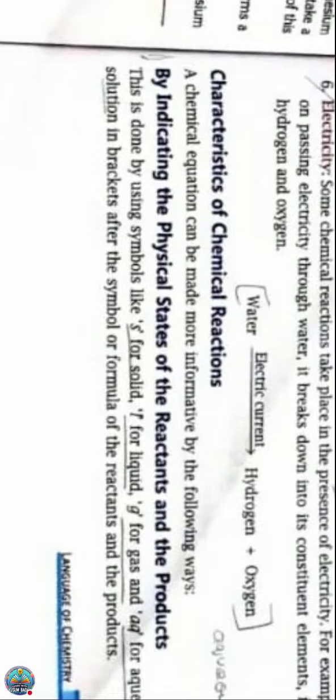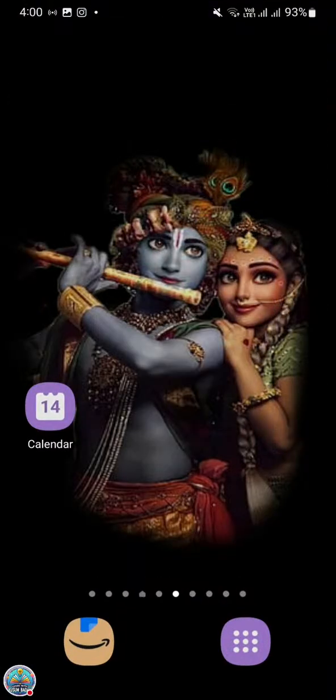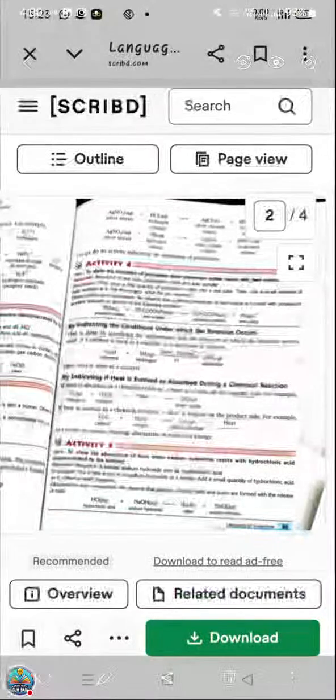So here, indicating the physical state: S for solid, L if it is liquid, G if it is gaseous, and aqueous if it is mixed in water. So like that we can make the reaction more informative. Along with their symbols, their state is also represented, whether they are in solid state, liquid state or gaseous state.